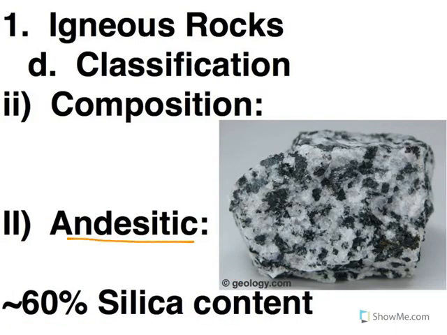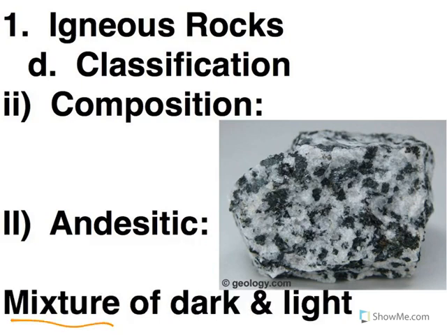Andesitic, we're looking at almost half and half of silicate material and metallic material. And color-wise, you're going to see this mixture of dark and light. So here we see a nice example. This is diorite, which has this mixture of dark spots and light spots, fairly evenly mixed between the two.